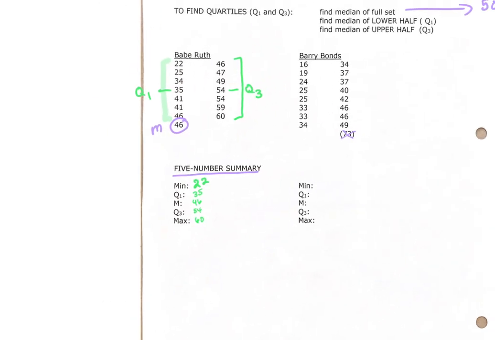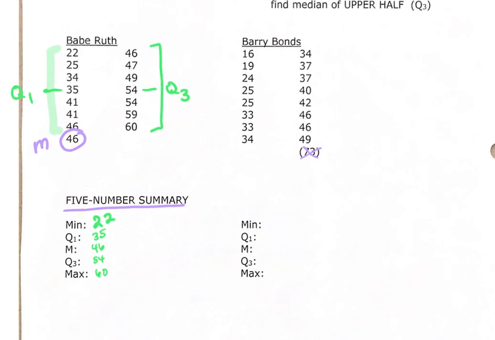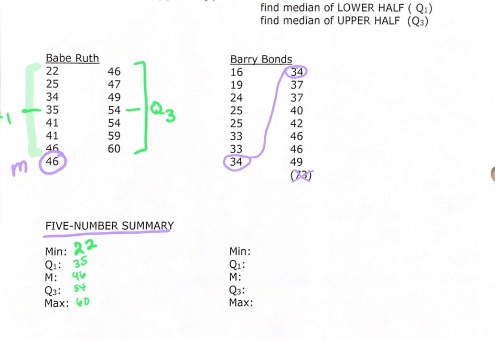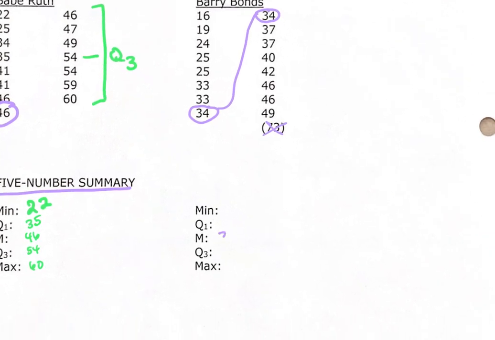Okay, pretty straightforward, not too bad, right? Okay, for Barry Bonds, we're not including the 73. We have 2 middle numbers. Yeah, they determined later that he was doping, so. Okay, so we have 2 middle numbers there. It happens to be the same, so our median is 34.